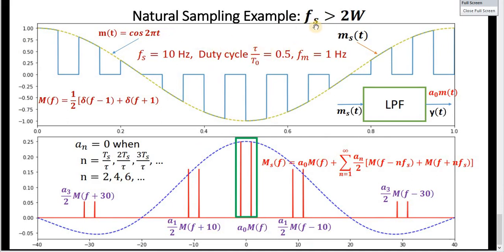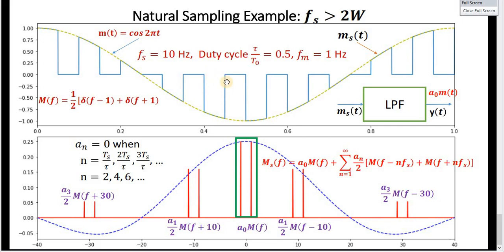Now we have an example where Fs is greater than 2W. Our message signal is a sinusoidal signal with frequency 1 Hz. This is M of t, a cosine function. This is the trajectory of the message M of t, and we sample it naturally using periodic pulses with frequency 10 Hz and a duty cycle of 0.5. When we multiply the square function with the message signal, we obtain the sampled signal, which is like this. It takes on the values M of t when the periodic square function equals 1 and equals 0 when the square function is 0.